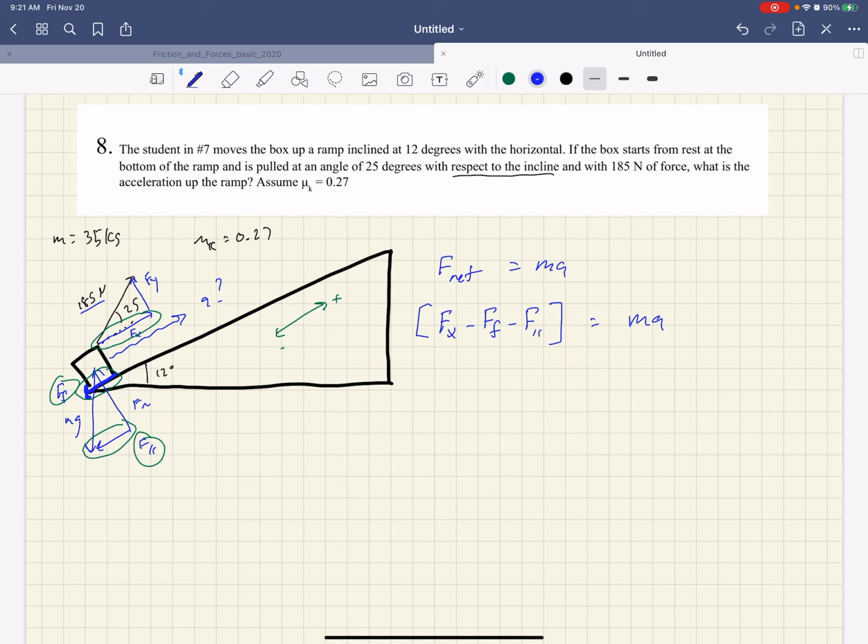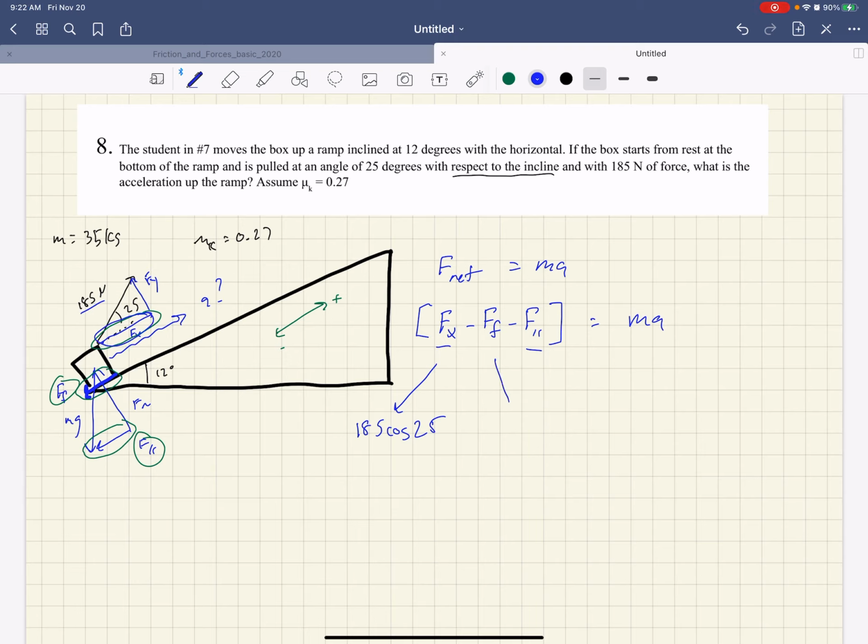Okay. So now it's just a matter of what are the formulas for Fx, Ff, and F parallel. Well, 2 of them are really easy. The Fx is super quick, and the F parallel is super quick. It's the frictional force that's going to be a bit of a pain in the backside to do. So let's just get to it. We know from multiple videos before that the Fx is the x component of this force, which is going to be 185 cos 25. That is right there.